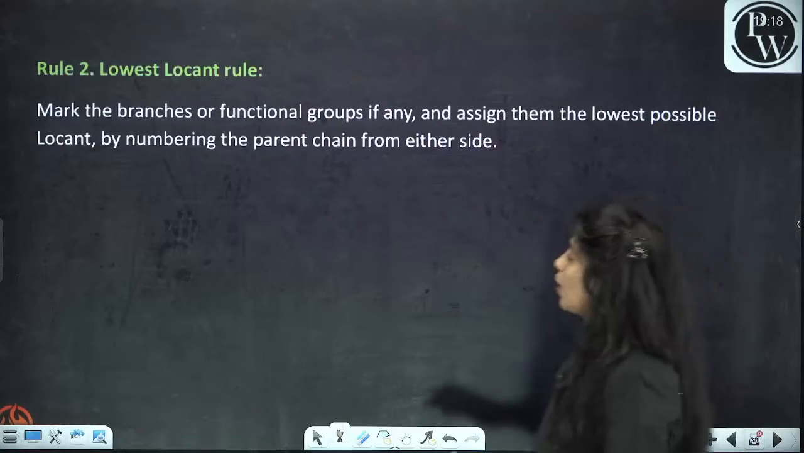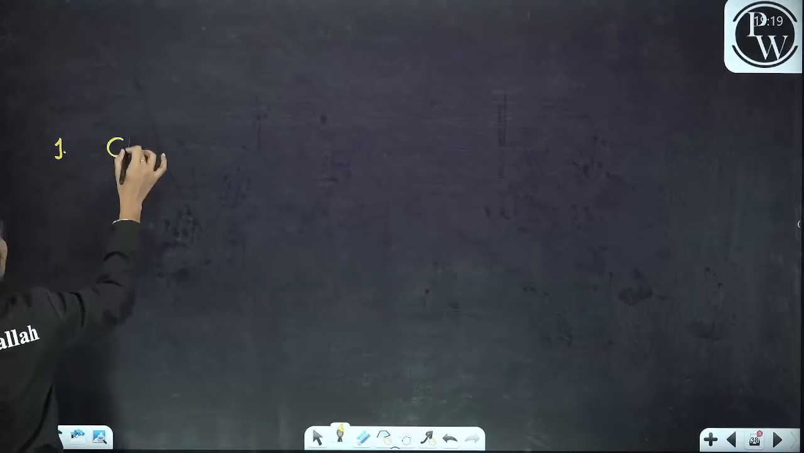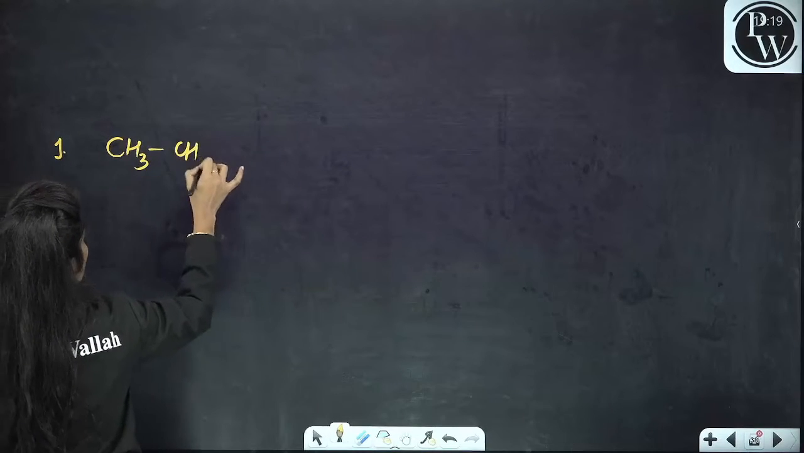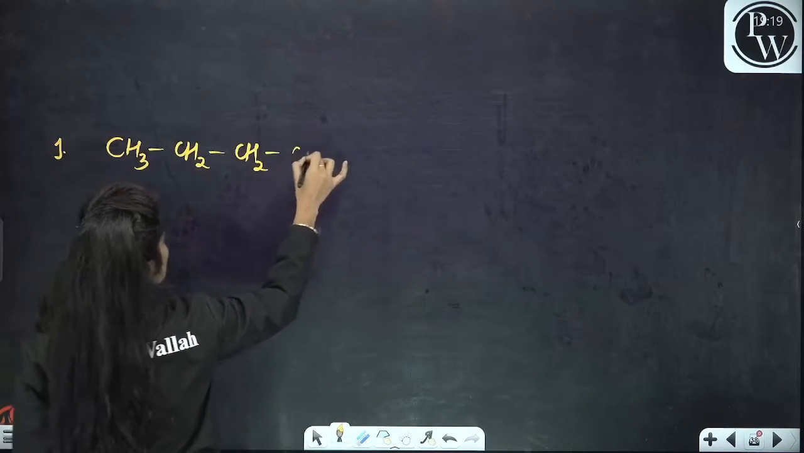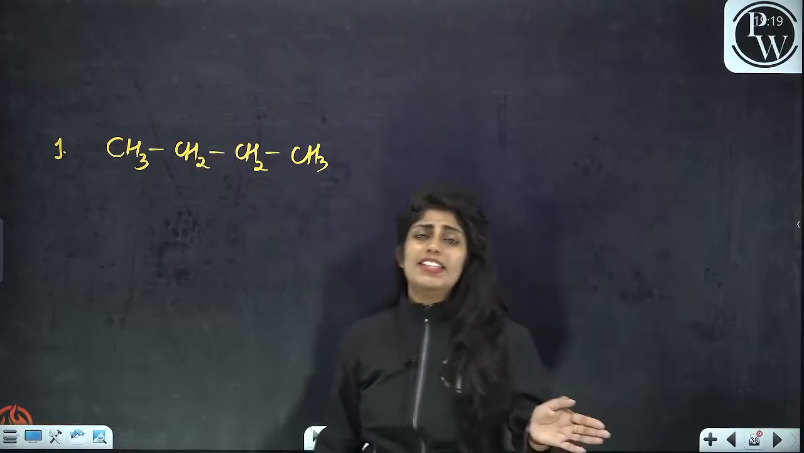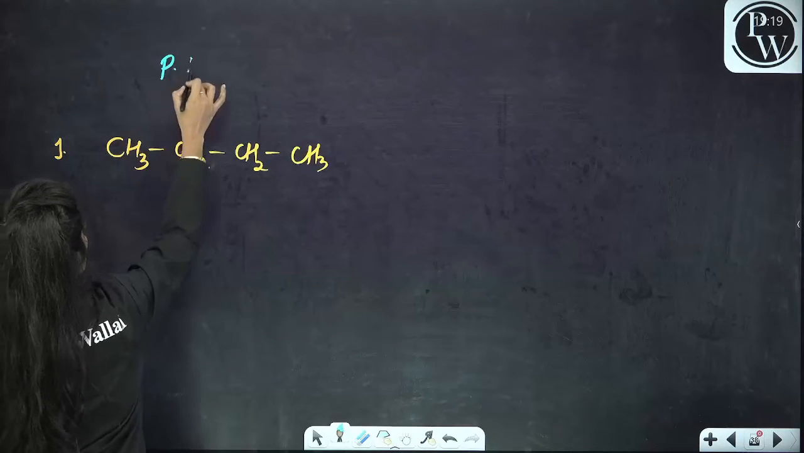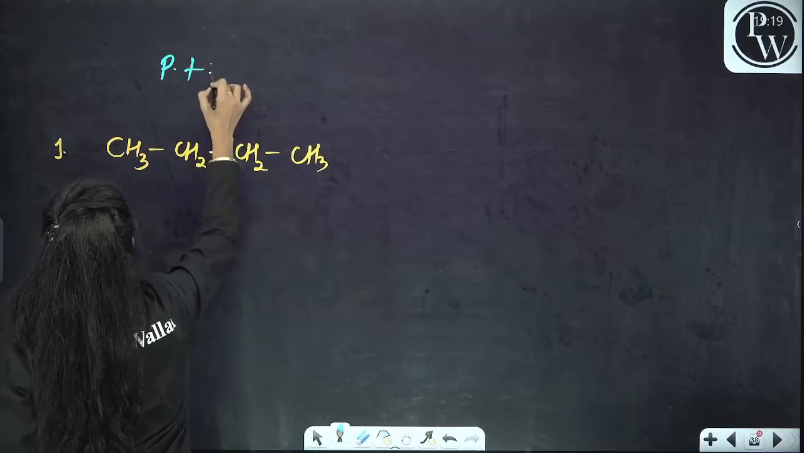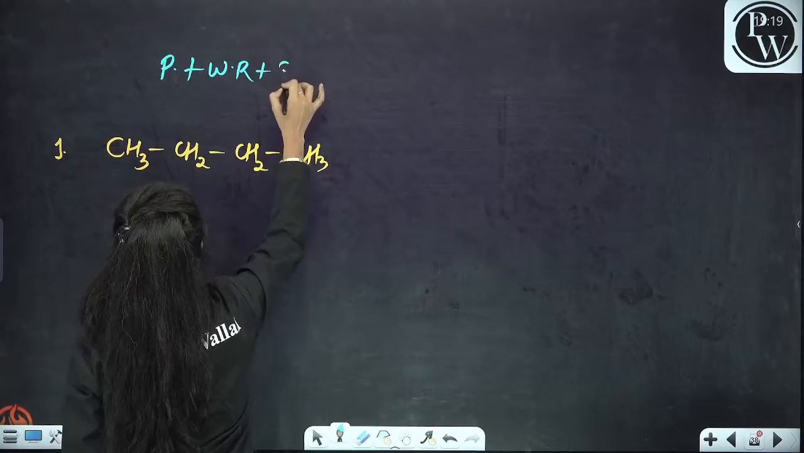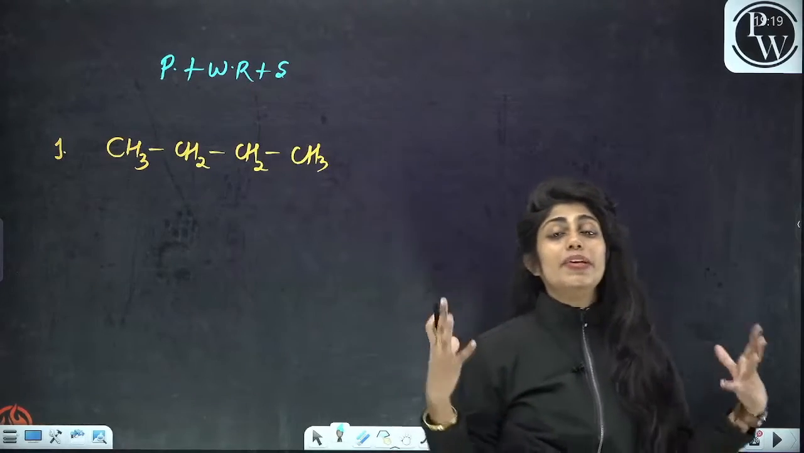Are we done? Now rule number 2. Before rule number 2, I would like to name or practice some compounds, like CH3, CH2, CH2, and this is your CH3. Can you name it? It's the simplest one. Check it out with the rule: prefix, word root. Always write it. Whenever you are naming, just write it, for a few days only, and then you will get the practice.